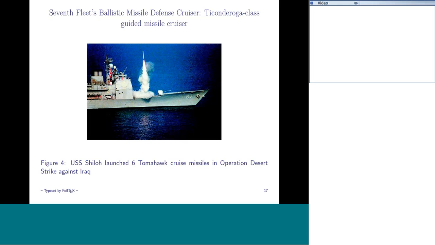All right, so here we go. This is DG 67, I believe, the USS Shiloh, and in Operation Desert Strike, it launched 6 Tomahawk cruise missiles, and there goes one, as you see it.